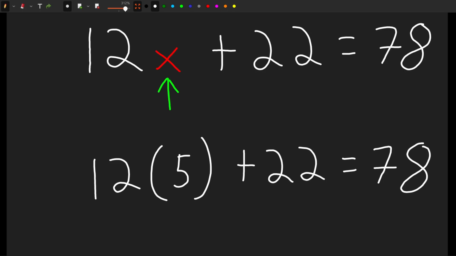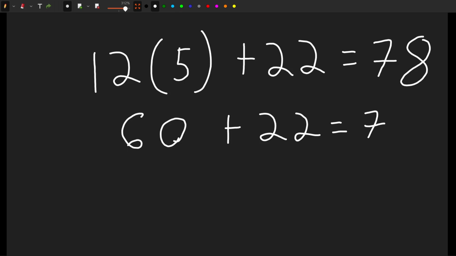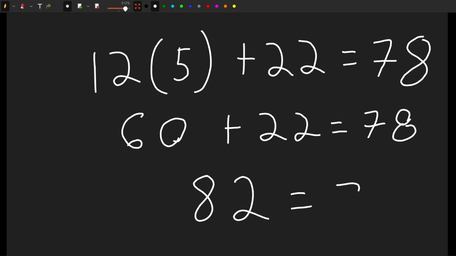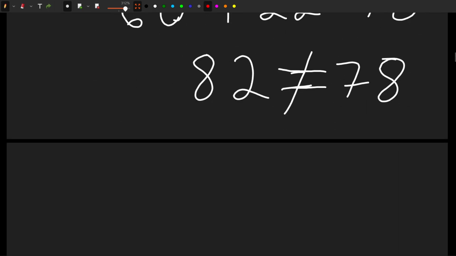12 times 5 is 60. I'm going to get 60 plus 22 is now equal to 78. 60 plus 22 is 82. And so in this case, 82 is not equal to 78. And so then that means, as our answer, x equals 5 is not a solution.